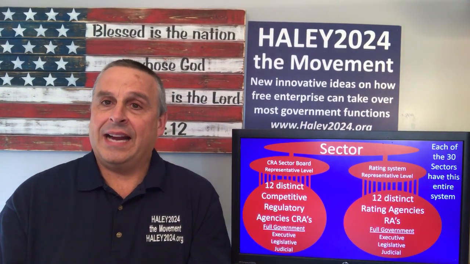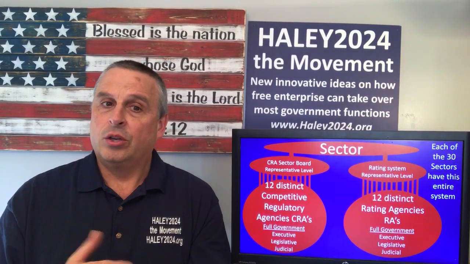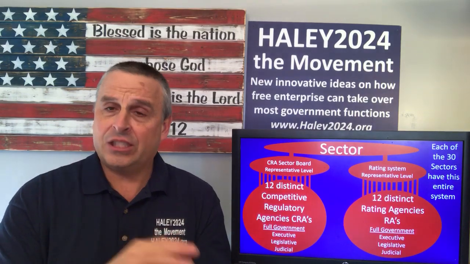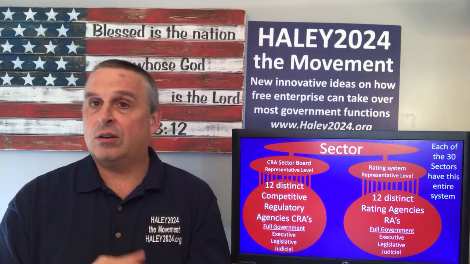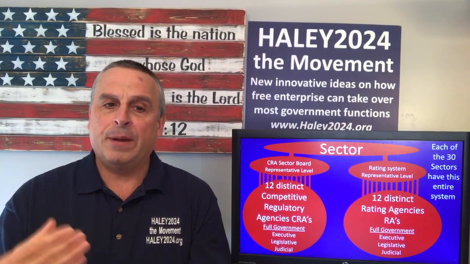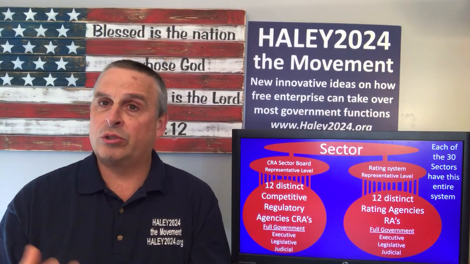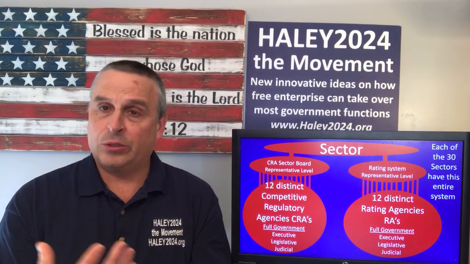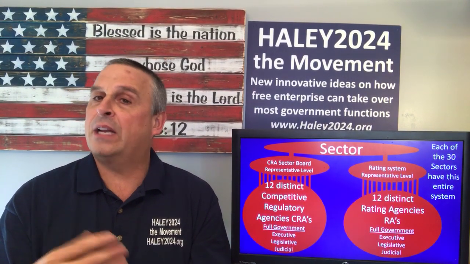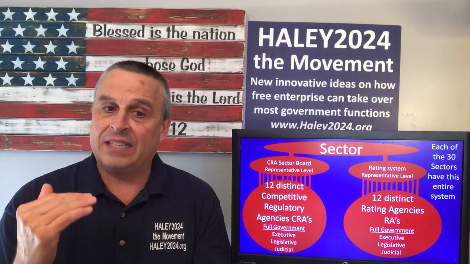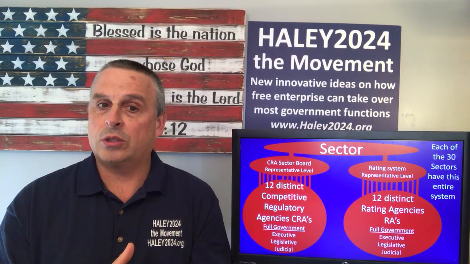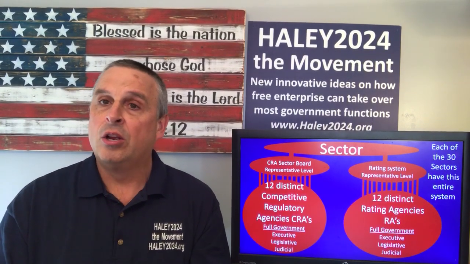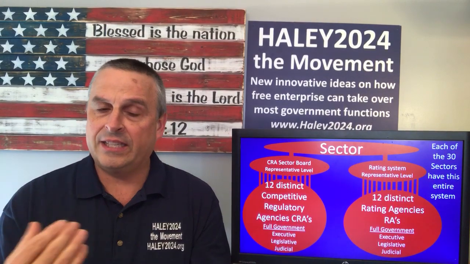Within each sector and at every level of government, you're going to have a full CRA structure, all 30 sectors. Each sector will have 12 distinct, or roughly 12 distinct, competitive regulatory agencies. These are called CRAs, competitive regulatory agencies. These are full governmental units, so I might call them competitive governing agencies. They have executive, legislative, and judicial powers. They also send proportionally up to a representative body called the sector board, the CRA sector board.